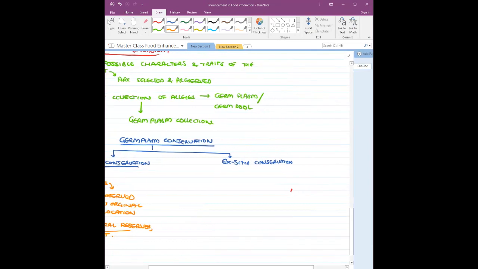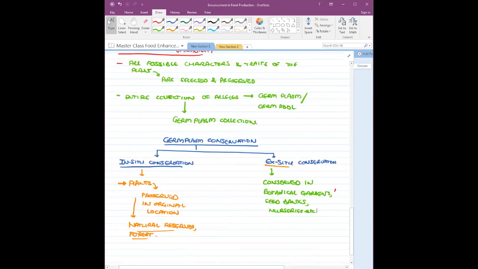But in ex situ, you are going to remove the plant from its place, and it is now going to be conserved in either botanical gardens, or you can have some kind of seed banks, or some nurseries where these plants are going to be stored, and then as and when required, they are going to be dispatched from these places. So guys, there are two different methods of preservation.